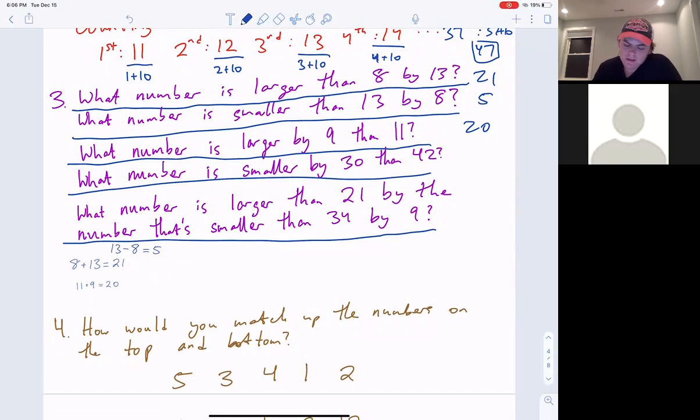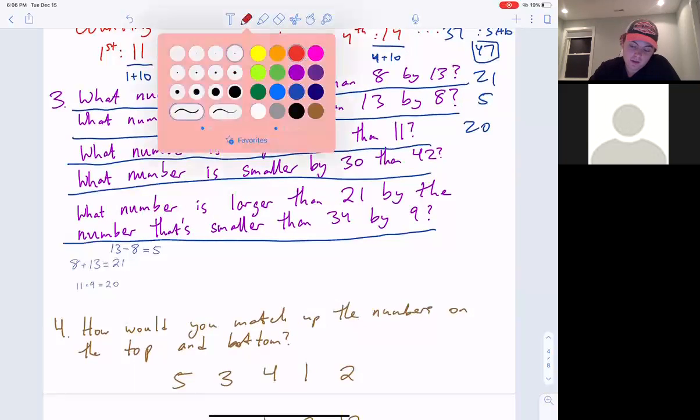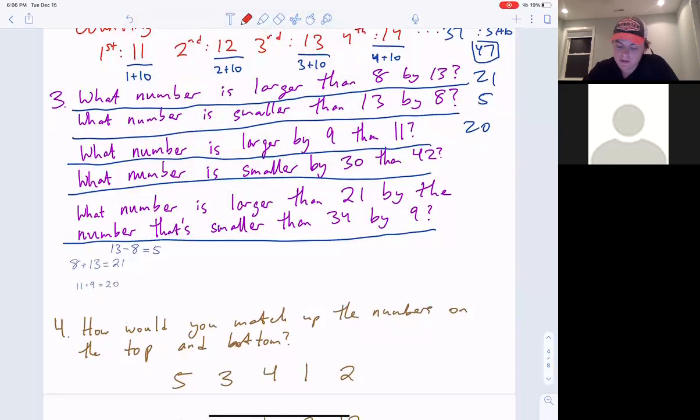What number is larger than 21 by the number that's smaller than 34 by 9? Okay. The biggest challenge, like I said earlier, in this question is figuring out what it all means, right? So it's saying this number is larger than 21. How much larger? Well, it's larger than 21 by the number that's smaller than 34 by 9.